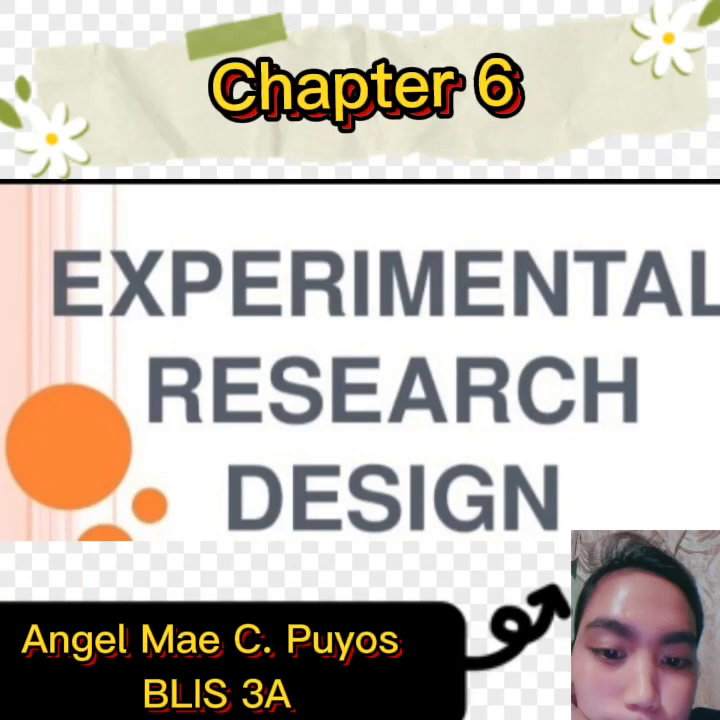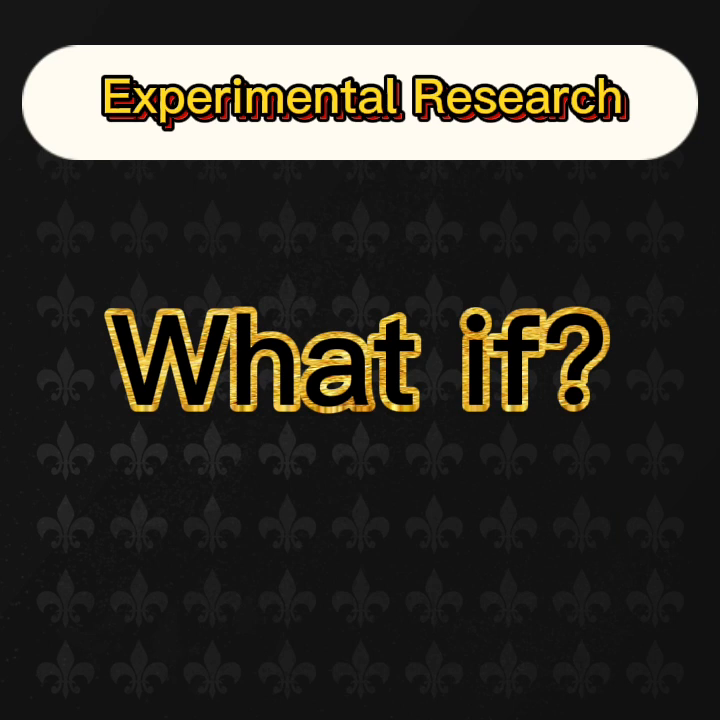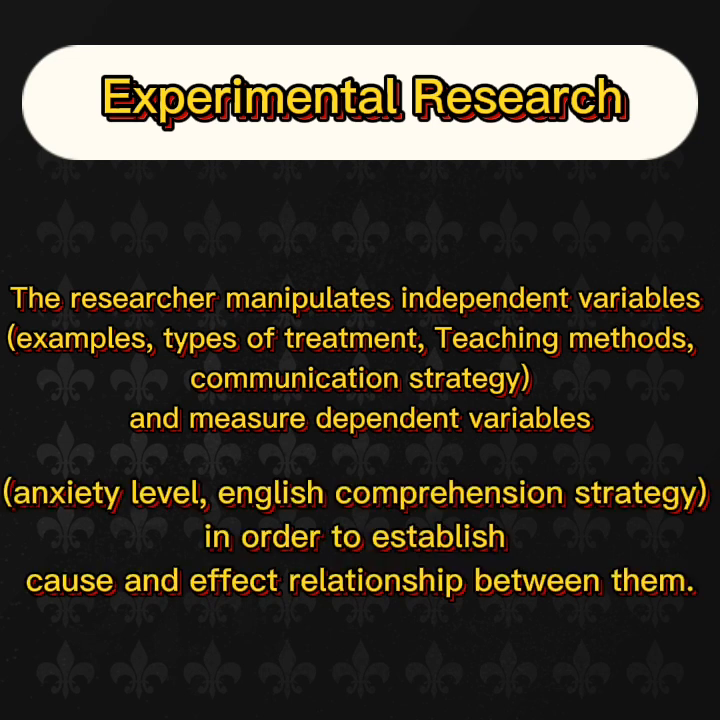Chapter 6: Experimental Research Design. The experimental research answers the question, what if? The researcher manipulates independent variables, examples: types of treatment, teaching methods, communication strategy, and measures dependent variables, anxiety level, English comprehension strategy, in order to establish a cause and effect relationship between them.